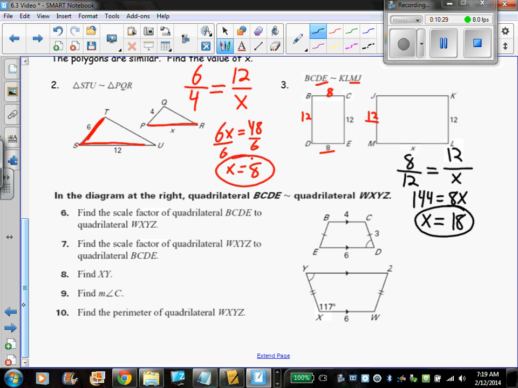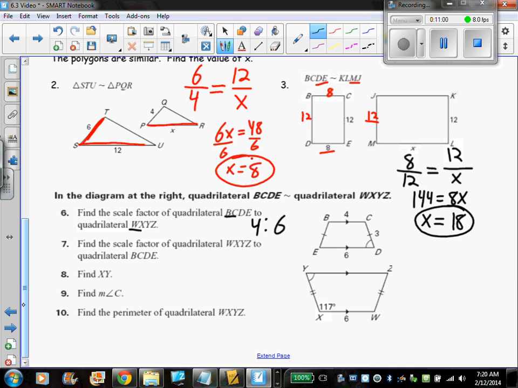And here we have some further examples that are looking at this whole idea. Find the scale factor of BCDE to WXYZ. So what we want to do here is find a side that matches up. And if you look, we can see that BC matches up with XW right there. We know that BC has a length of 4, and XW has a length of 6.